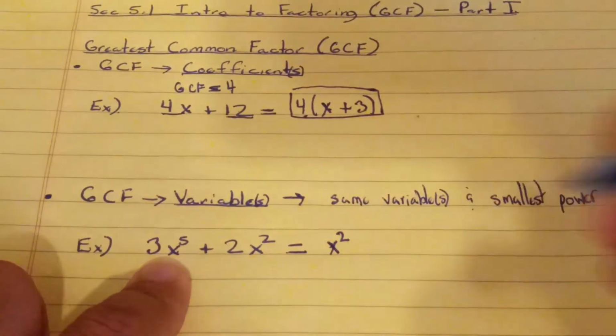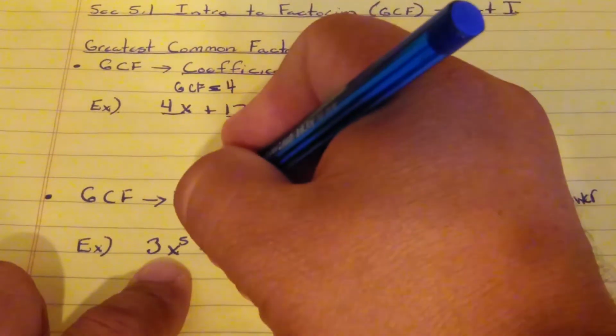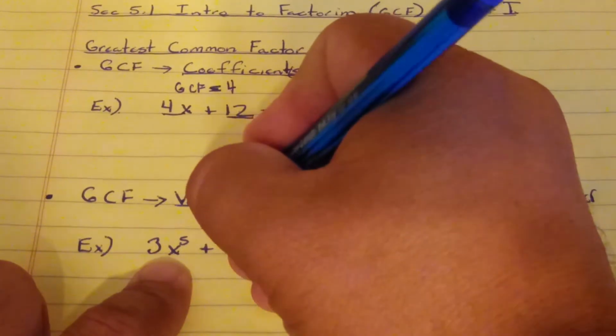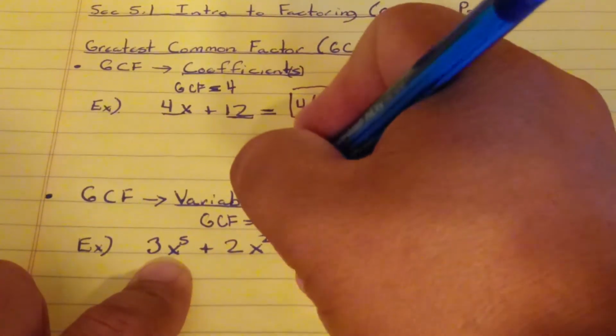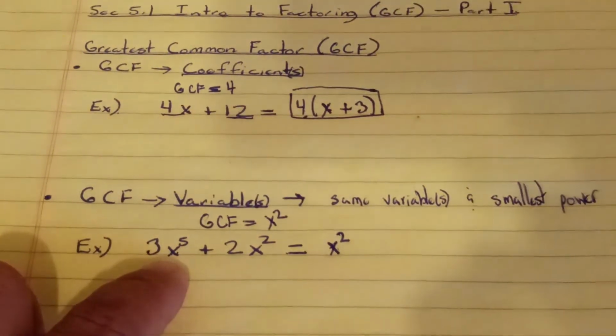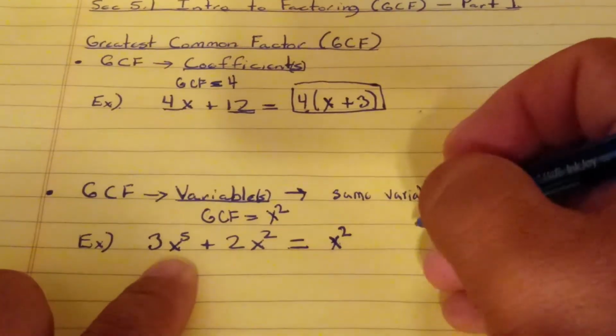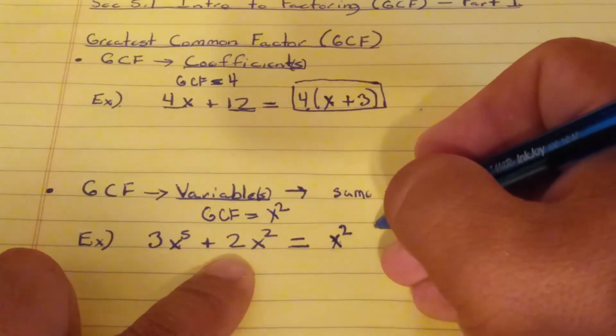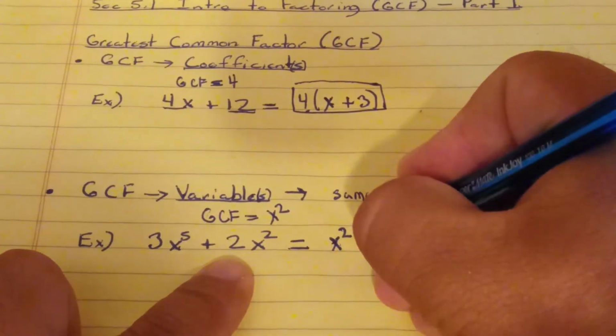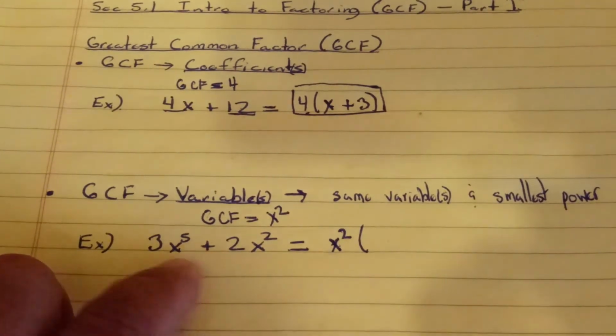In this case, our GCF will be, and let's just jot it down here, the x squared. So we're going to factor out an x squared from 3x to the 5th, and we're also going to factor it out from 2x squared. So let's take a look.